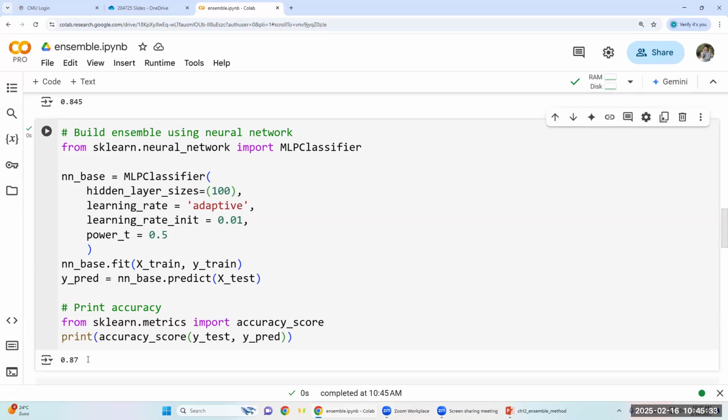This one would get you 0.87 for the adaptive weight. If you use a constant, you're going to get about the same result.